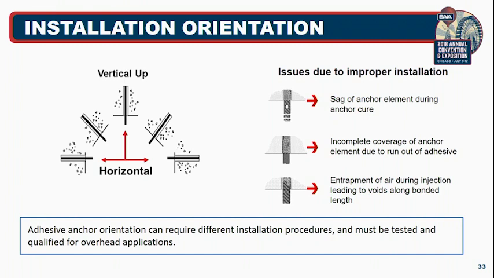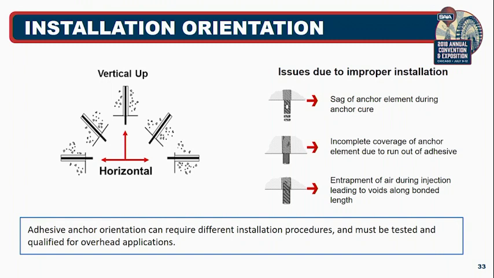Incomplete coverage of the anchor element due to run out of the adhesive. So you've got a really runny epoxy type system that you've injected into the hole. You stick your threaded rod or anchor element in there. The adhesive starts dripping out. You're going to get reduced amounts of adhesive in there, which means reduced capacity. So reduced coverage of that steel element, so reduced bond strength.